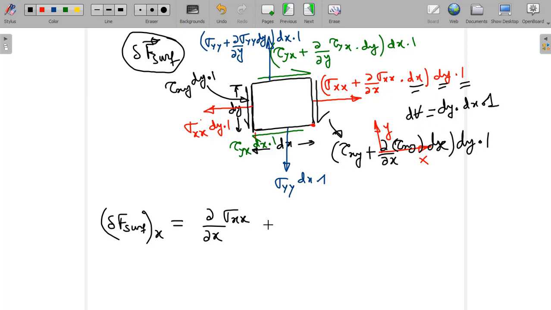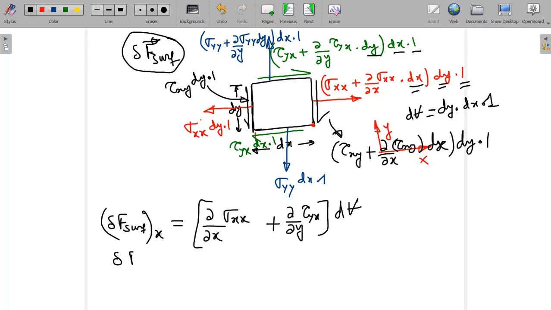So multiplied by dv, plus in the x direction, what else? Here you see tau yx dx1, and here tau yx plus this. So tau yx will cancel, only this part will be there. So del del y of tau yx, that part will be there, multiplied by dy dx1, which is the dv. So the whole thing multiplied by dv. That is the net force which is acting on this small element along the x direction.